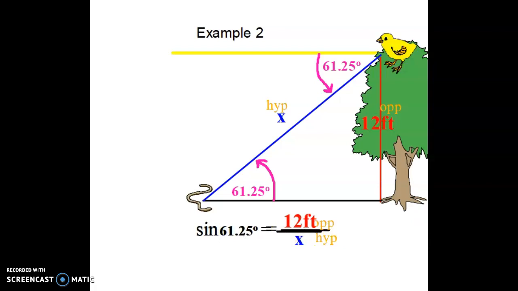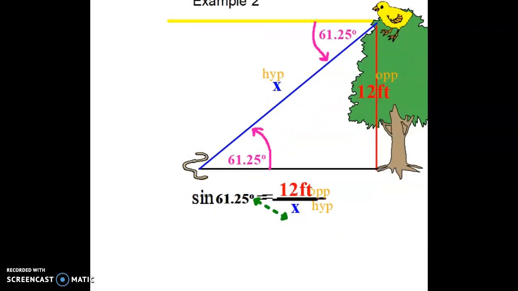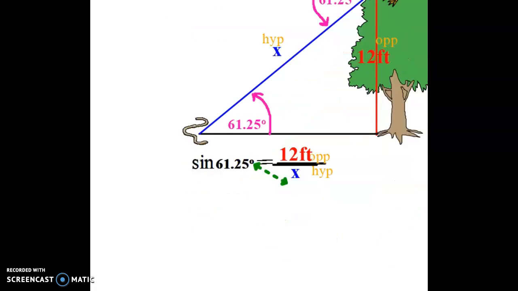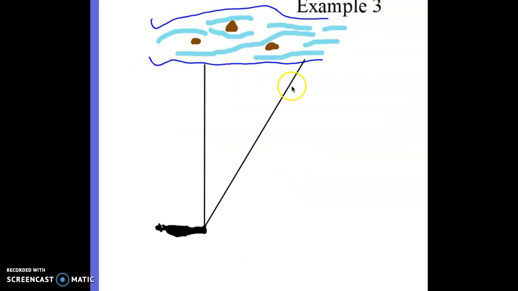Well, guess what, folks? That's a type 2 switcheroo, and I'll just make some room down here at the bottom. And when we do the switcheroo, switch the x as well as the sine of 61.25, we get that equation there. And when we plug that into the calculator, we will get 13.68. That takes care of our second example. We go to our third example.